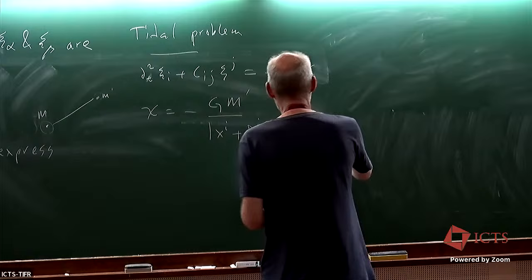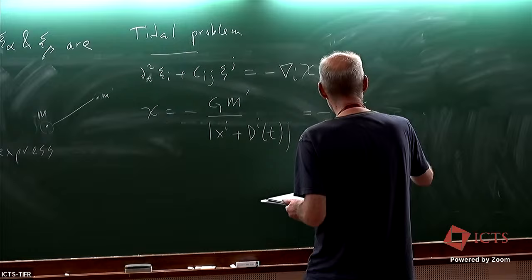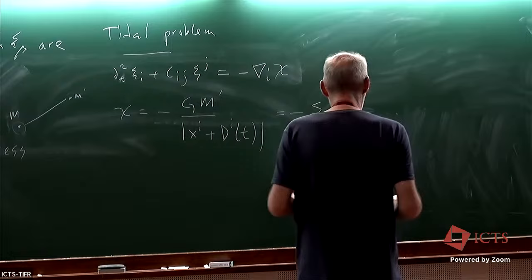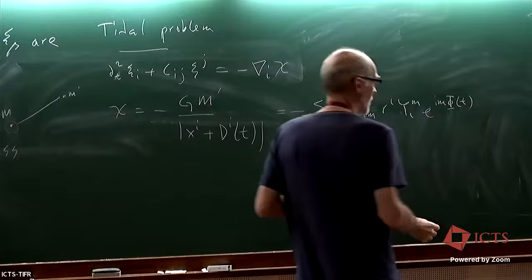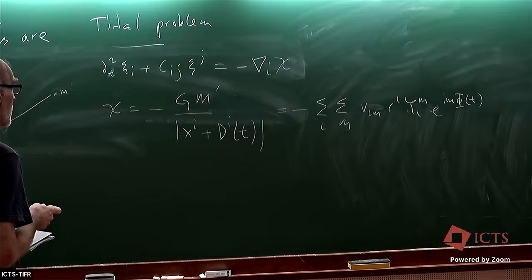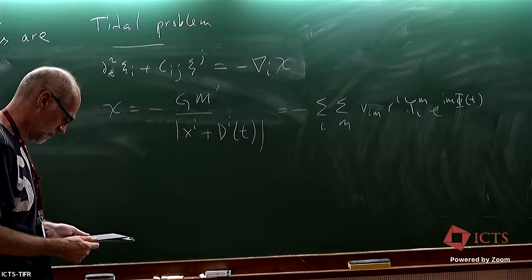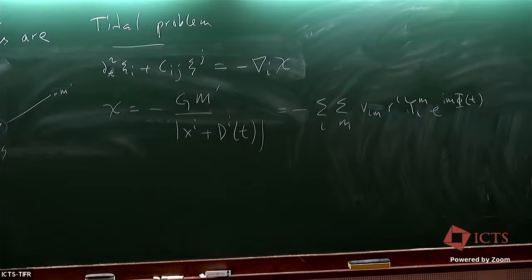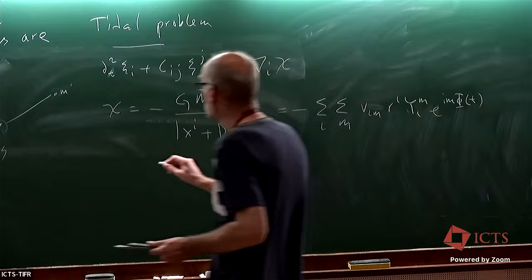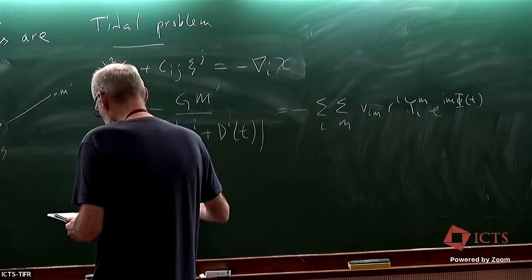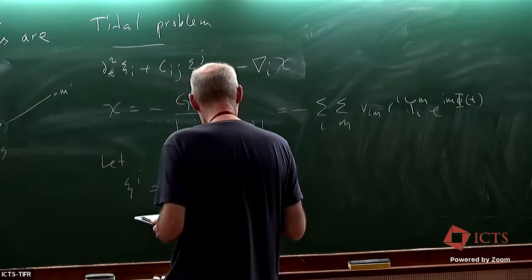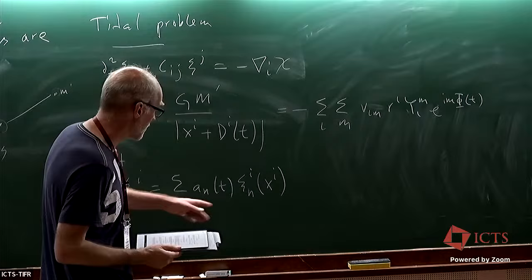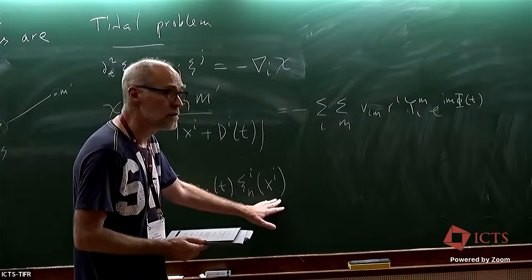We don't need to work out the coefficients. It's going to be some sum over l's, some sum over m's, some coefficient, let's call it v, r to the l, spherical harmonic, and then e to the im, some orbital phase, like that, phi of t. So this is our problem, we want to solve this. But I have a basis. So I can just say, well, let the xi here simply be a sum over all the modes with some amplitude a_n(t), and then these solutions, xi_n of x, just to make it explicit, this does not depend on t. There are the solutions there which don't care about time, but now I'm putting in a time dependence here, okay?